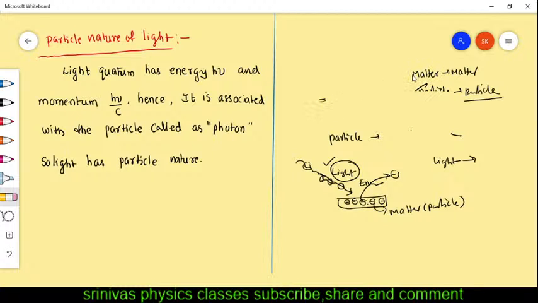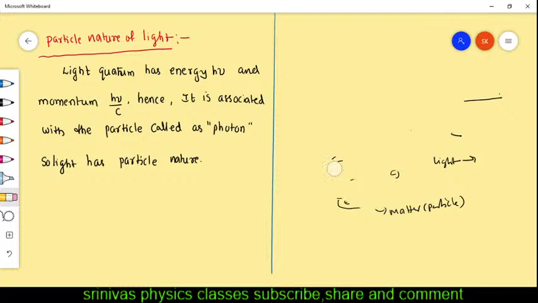Actually, previously in the last chapter, while discussing wave optics, we considered that light is a wave. We used the principle of superposition of waves, right? And based on the wave nature we explained interference and diffraction also, right?